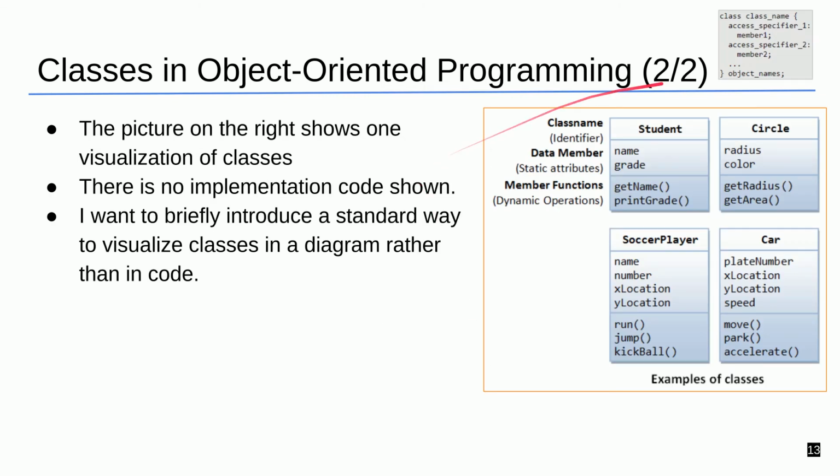So the picture on the right here shows one visualization of a class. Here would be an example of a student class, and no implementation code is shown, but this is one way, when we're designing APIs, thinking about how to make classes and what functionality they should have, we can summarize this in a visual manner. So here's a student class. It has data members and then various member functions associated with the student. There's no implementation code here. It's just a nice visualization.